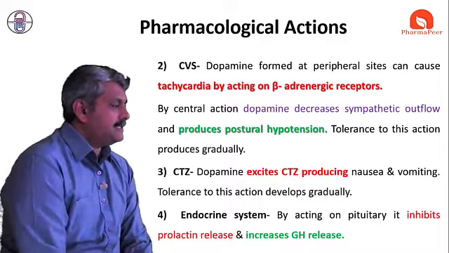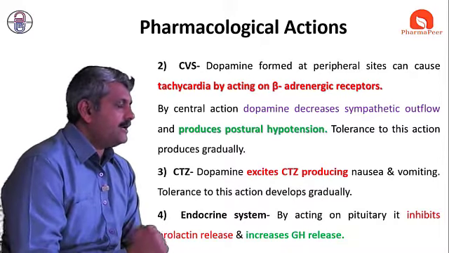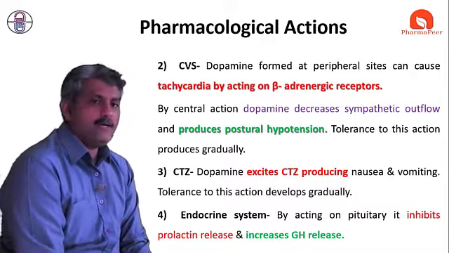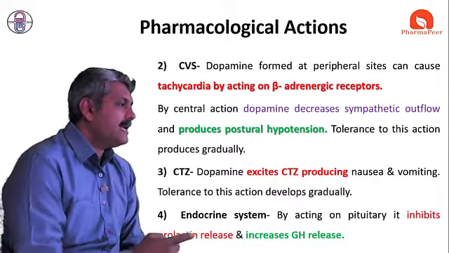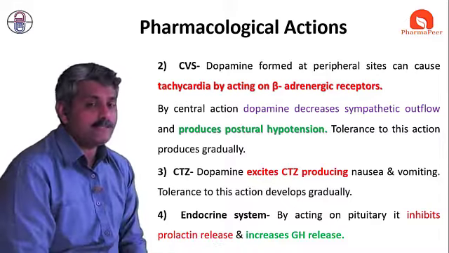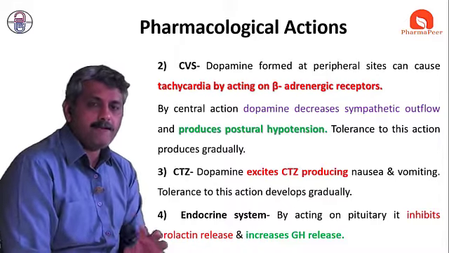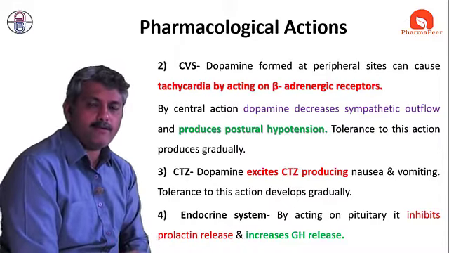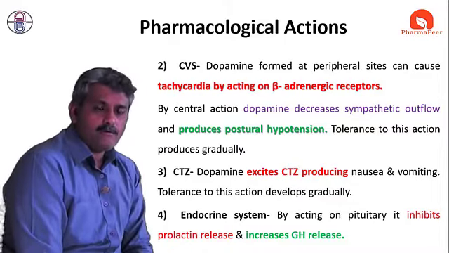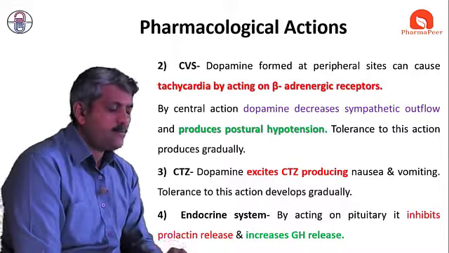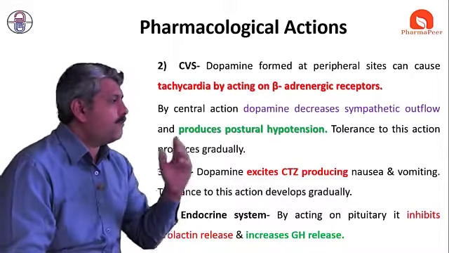Along with this, CTZ and endocrine effects: it acts on the endocrine system by acting on the pituitary gland, inhibiting prolactin release and increasing GH release. So these are the different effects of excessive dopamine on our body system. Next point, with respect to that, what are the possible adverse effects?